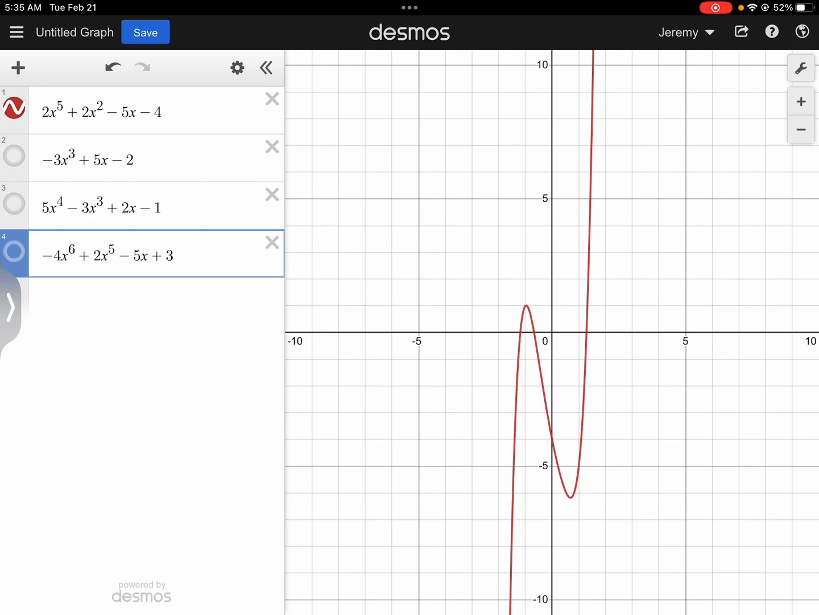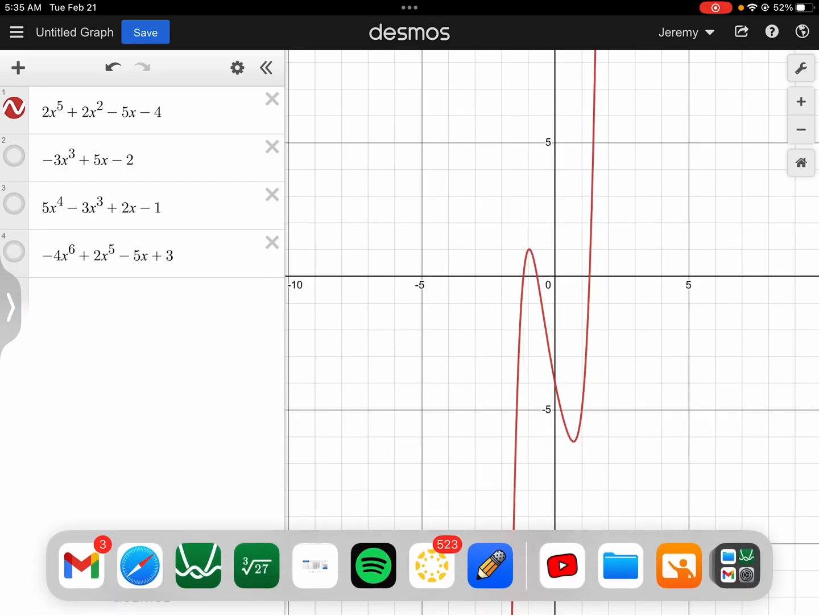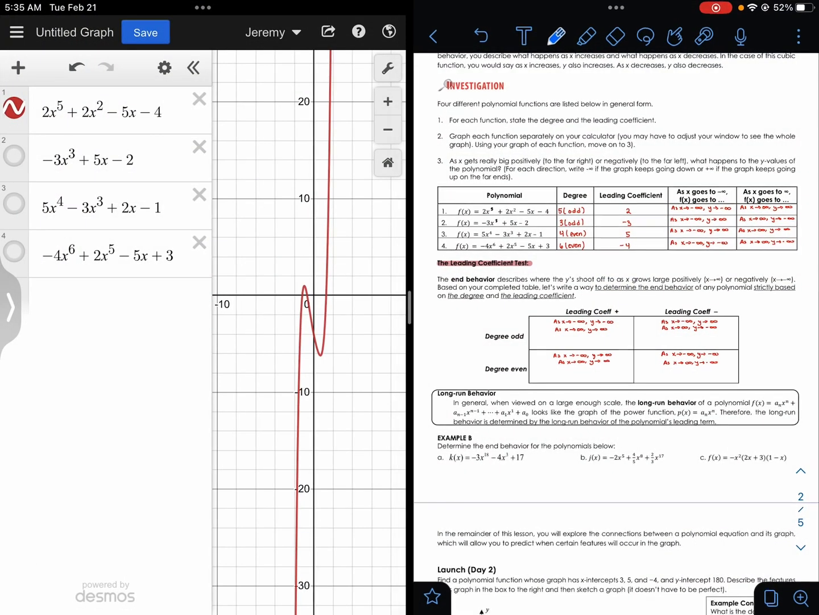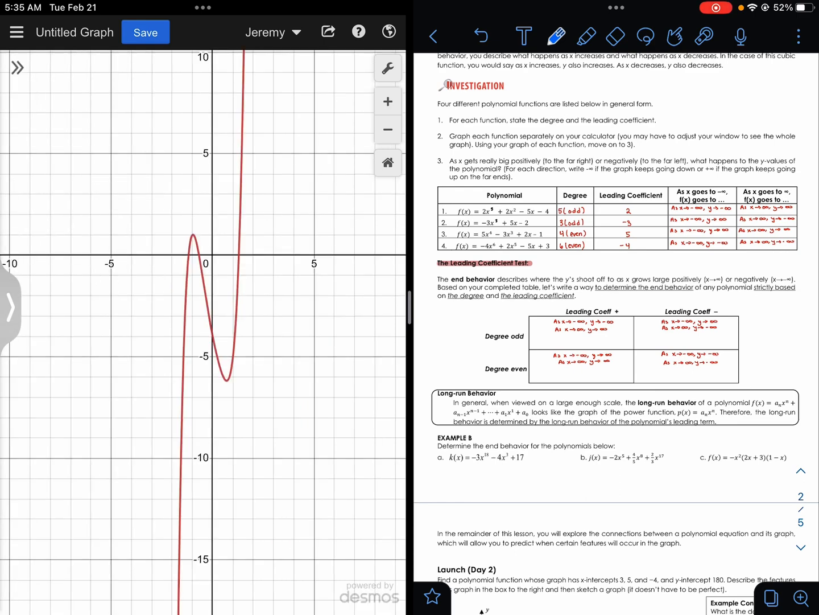So this is the first function that we have right here. In this first function, 2x to the fifth plus 2x squared minus 5x minus 4, you can see it looks like this. This function here is a fifth degree function, so that degree is an odd number, and the leading coefficient is 2. And as you can see here, as x approaches negative infinity, y approaches negative infinity, and as x approaches positive infinity, y also approaches positive infinity.